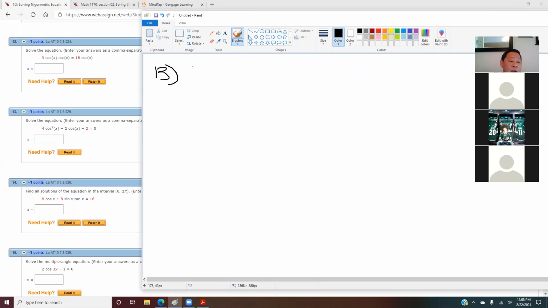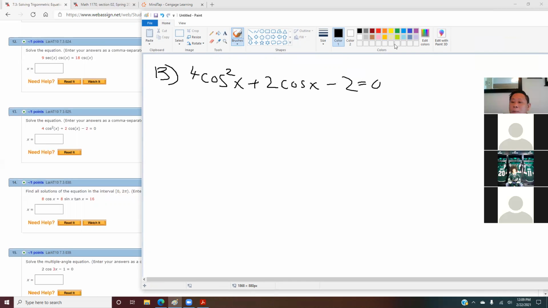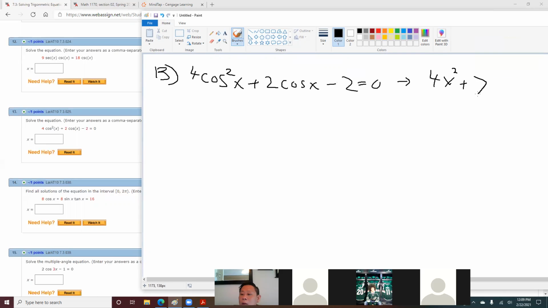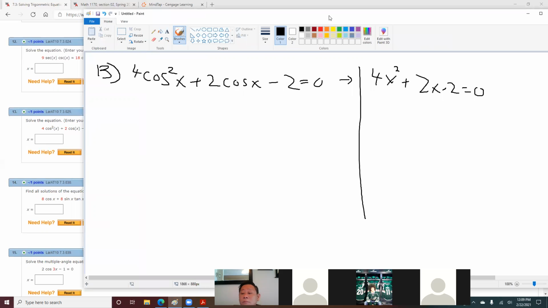Okay. So this question is very similar to factoring. So go ahead and factor this one out. This is exactly the same as if you change all your cosine x to become x. This will become 4x squared plus 2x minus 2 equals 0. So if you know how to solve this, good. If you don't know how to solve this, pretty bad.